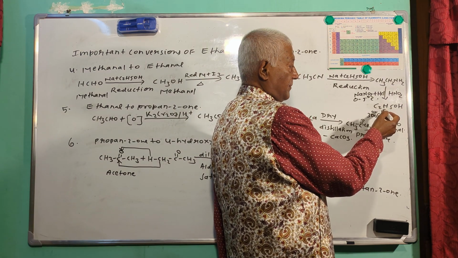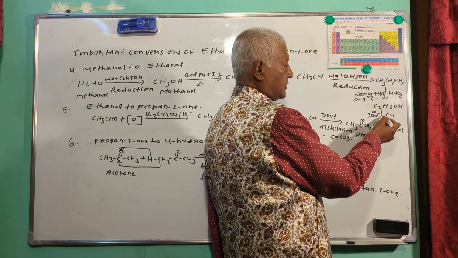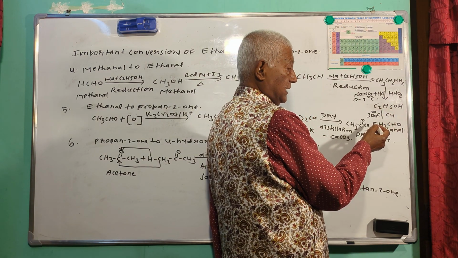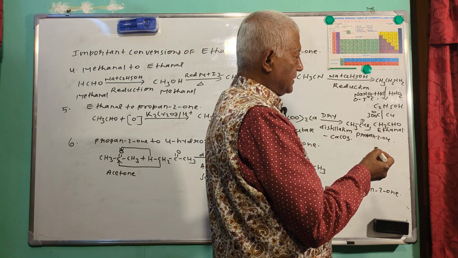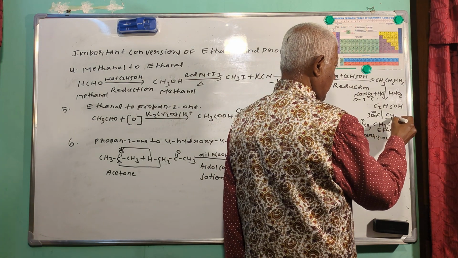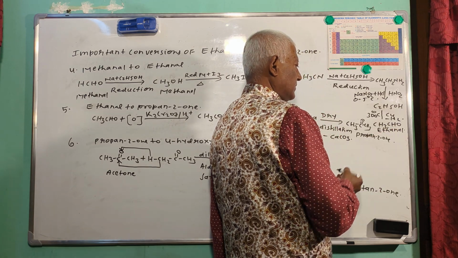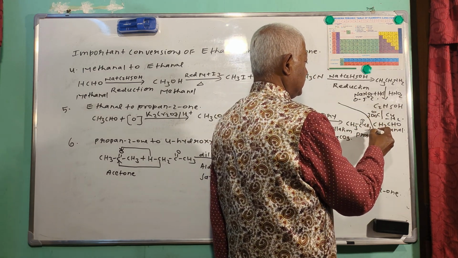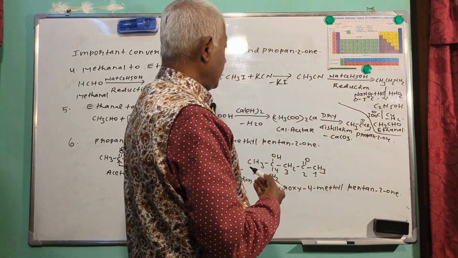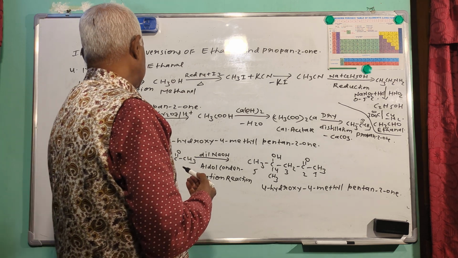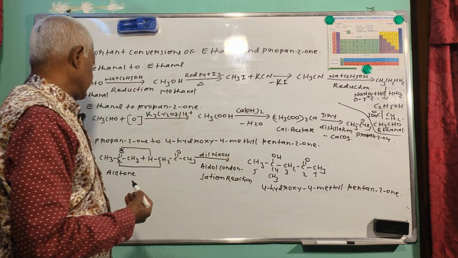Now the vapor of this ethyl alcohol is passed over copper at 300 degrees centigrade. The process is dehydrogenation, and what we have is acetaldehyde. Yes. The next conversion is like this: ethanal to propan-2-one.